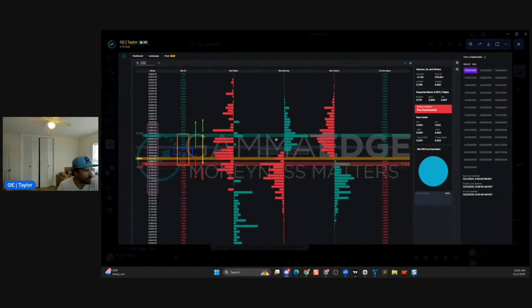Looking at SPX 0DTE, the drunken sailor range is 6850, 6800. I've highlighted those for us, the green and the red. Let me know if you guys like that. It kind of helps it stand out for me visually. That's based off of the plus and minus GEX.